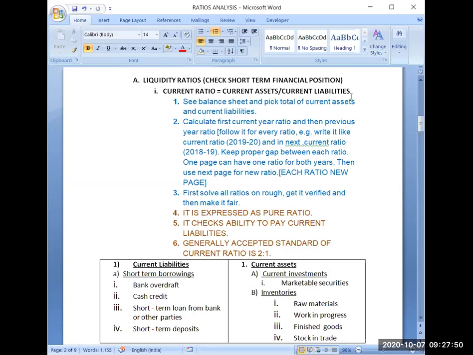And then current liabilities are the liabilities which will be paid within a year. The liabilities which are there for not more than 1 year, that will be repaid or settled within a year, that is termed as current liabilities. This we have already discussed in chapter 1 also. So now if you want to calculate this ratio practically, how will you find the information, as I have given you the PDF of the company.